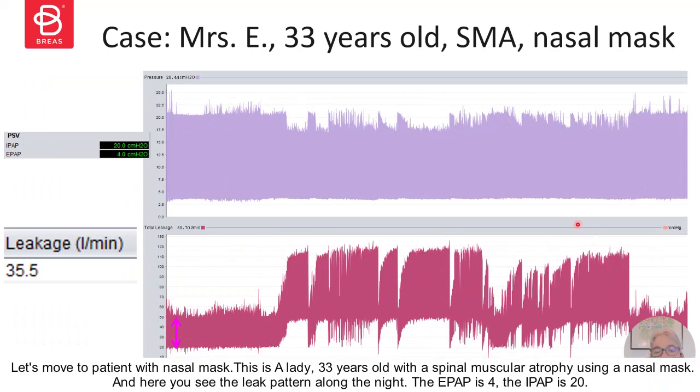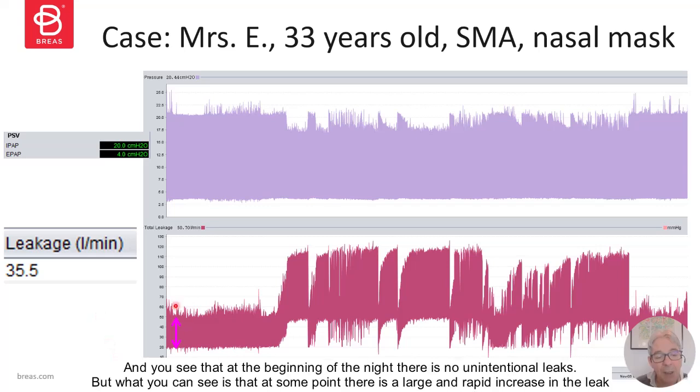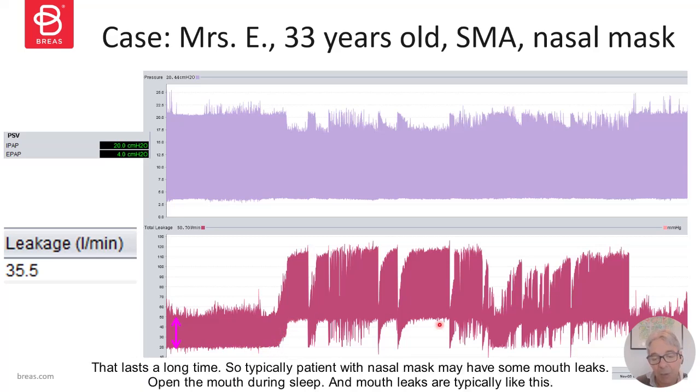Let's move to patient with nasal mask. This is a lady, 33 years old, with a spinal muscular atrophy using a nasal mask. And here you see the leak pattern along the night. The EPAP is 4, the IPAP is 20, and you see that at the beginning of the night there is no unintentional leaks. But what you can see is that at some point there is a large and rapid increase in the leak that lasts a long time.